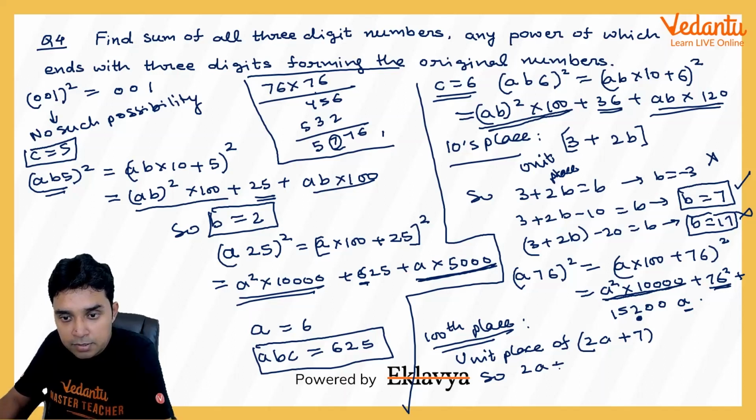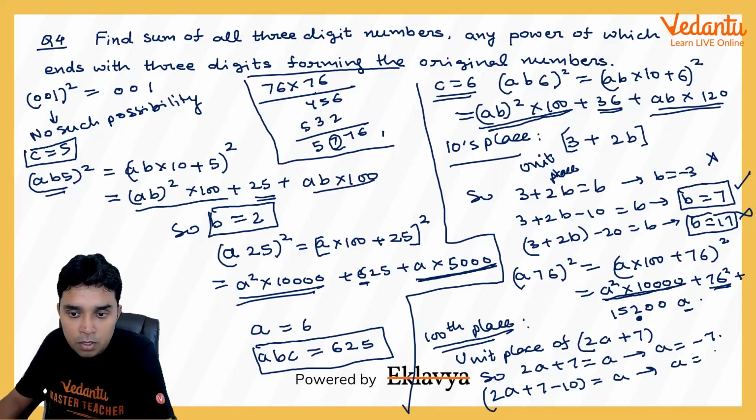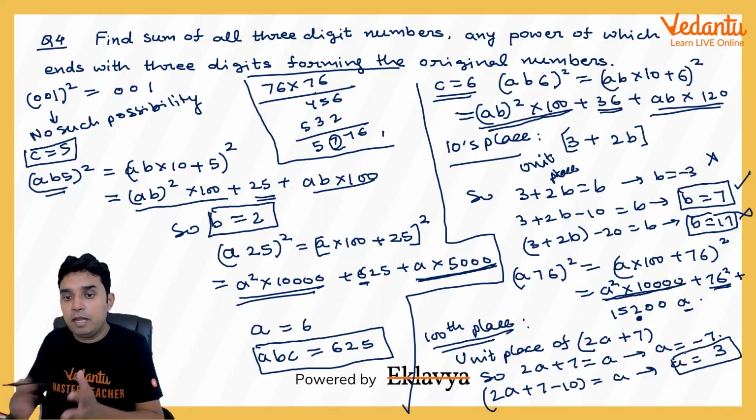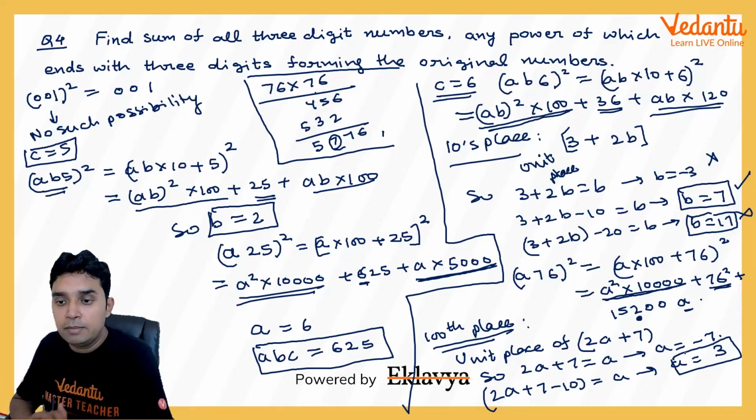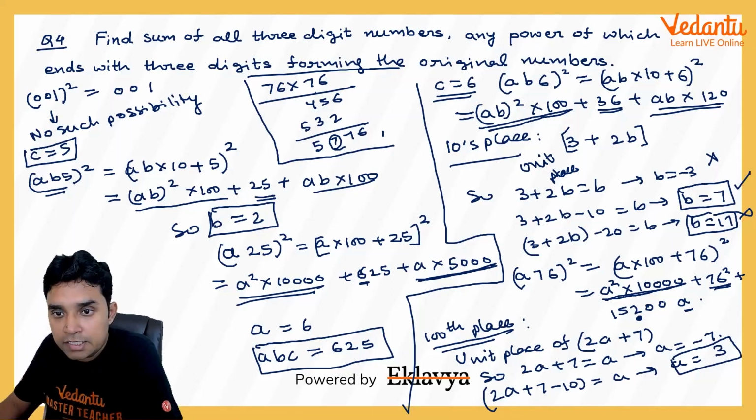So 2a plus 7 will be equal to a, but I think this gives a negative value. Okay, so if 2a plus 7 becomes greater than 10, we will write its unit place like this: equal to a, gives you a is equal to I think 3, which is acceptable value. It can be checked whether it can become greater than 20 also, but then I think a becomes 13. So that is also not acceptable. So in this case, when C is 6, we got B as 7 and A as 3. So in this case also we have got a solution: A, B, C as 376.